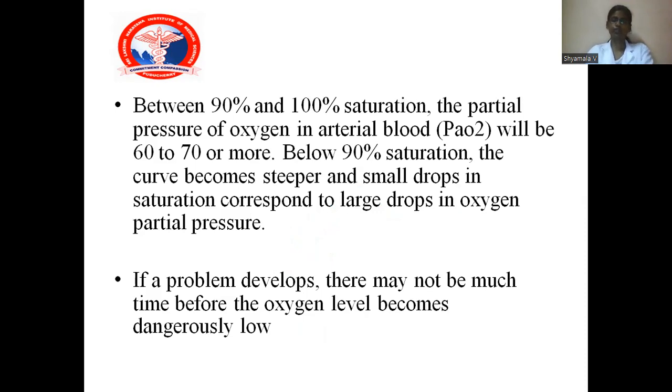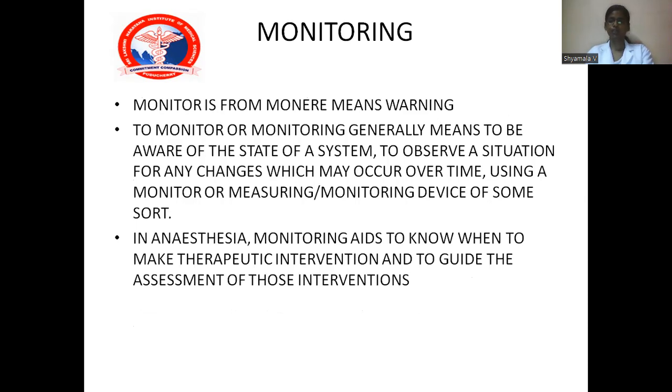So as I said before, when the saturation lies between 90 to 100%, the partial pressure of oxygen lies between 60 to 70 millimeter of mercury or more. When the saturation falls below 90%, the curve becomes steeper, and thereafter even a small drop in the oxygen saturation will lead to a significant drop in oxygen partial pressure. So before coming to monitoring, let us quickly revise what we have seen as of now.